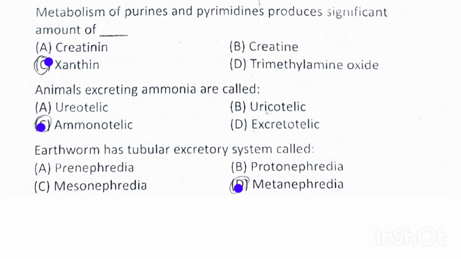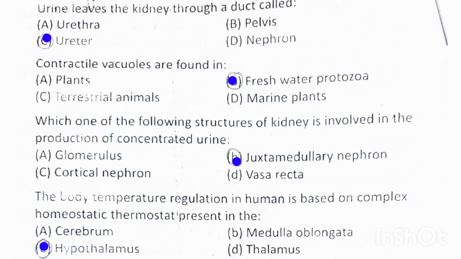Metabolism of purine and pyrimidines produces a significant amount of xanthine. Animals excreting ammonia are called ammonotelic. Earthworms have tubular excretory structures called metanephridia. Urine leaves the kidney through the duct called ureter. Contractile vacuoles are found in freshwater protozoa.